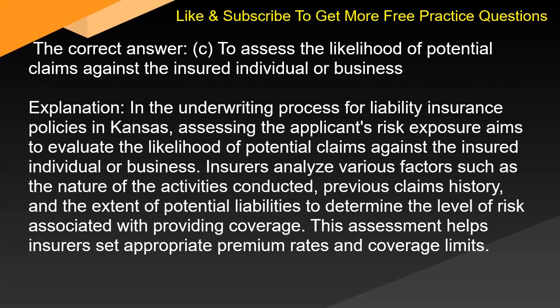The correct answer: C. To assess the likelihood of potential claims against the insured individual or business. Explanation: in the underwriting process for liability insurance policies in Kansas, assessing the applicant's risk exposure aims to evaluate the likelihood of potential claims against the insured individual or business. Insurers analyze various factors such as the nature of the activities conducted, previous claims history, and the extent of potential liabilities to determine the level of risk associated with providing coverage. This assessment helps insurers set appropriate premium rates and coverage limits.